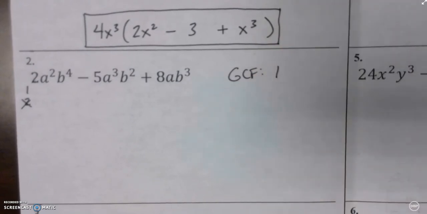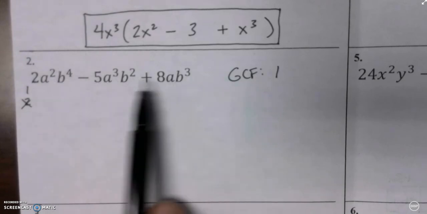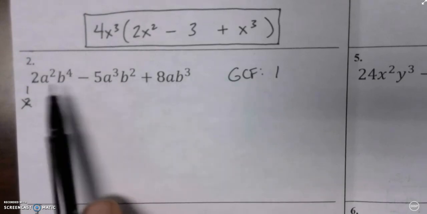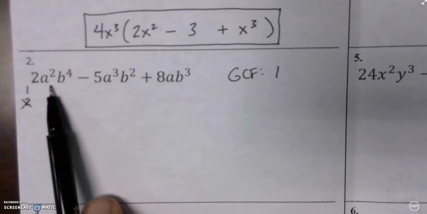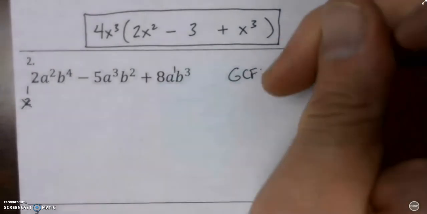And now I'll do the variables. An a is in every term, so what's the smallest power of a that I see? It's not a squared, because this a means a to the first. It's actually a to the first.